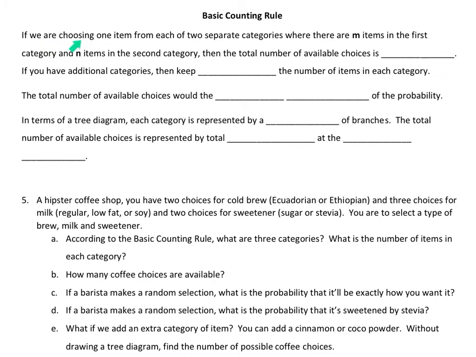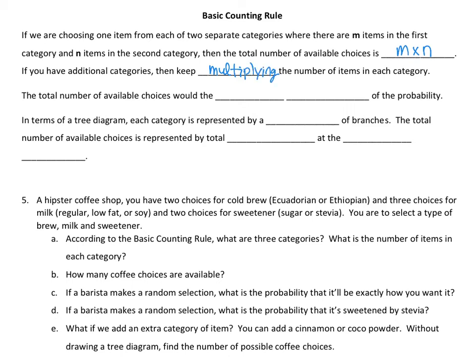If you're choosing one item from each of two separate categories, like burger and fries, where there are m items in the first category (in our previous example, we had 3 burgers, so m was 3), and n items in the second category (we had 2 types of fries, so n was 2), then the total number of available choices is m times n. That's the pattern that we noticed from our tree branch. If you have additional categories, then keep multiplying.